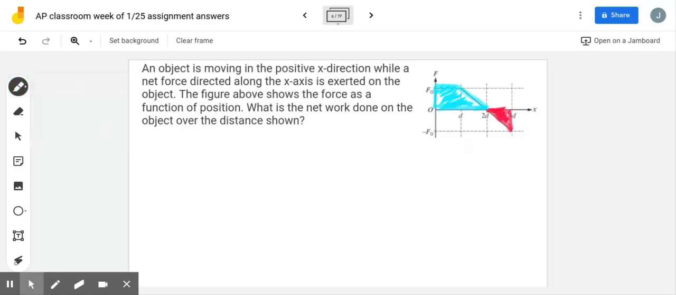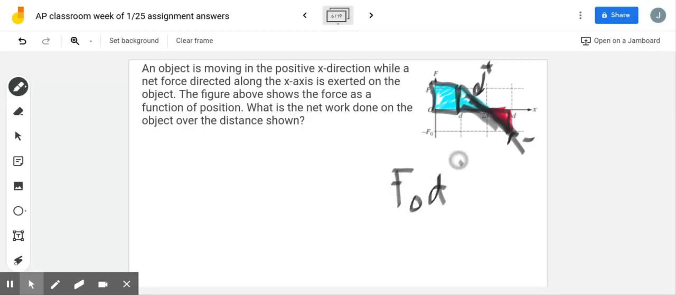If you're looking at this, you can tell that this and this are the same, like they just cancel each other out. One of them would be positive, and this one is negative. They're both triangles that have a height of F naught and a base of D. So these cancel out. So really it's just left up to this blue square here, which has a height of F naught and a base of D. So it's F naught D.